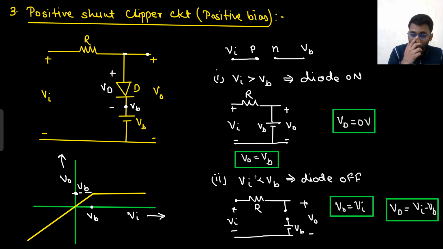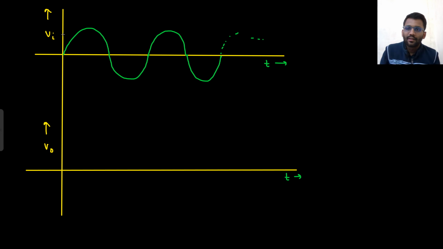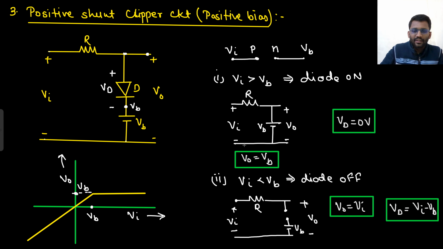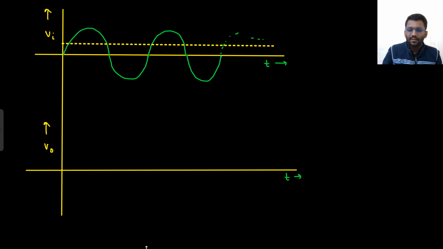What is the transition point? That is VB. For V in greater than VB, your output is always VB. For all these points, your output will always be VB.